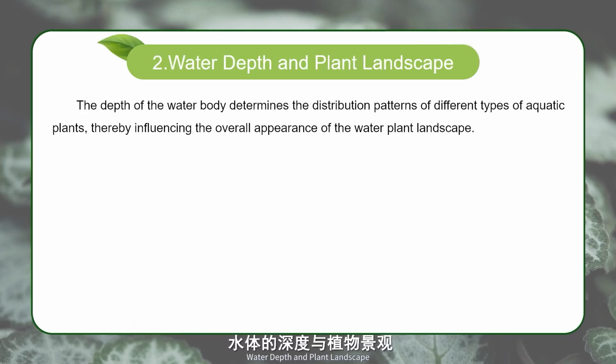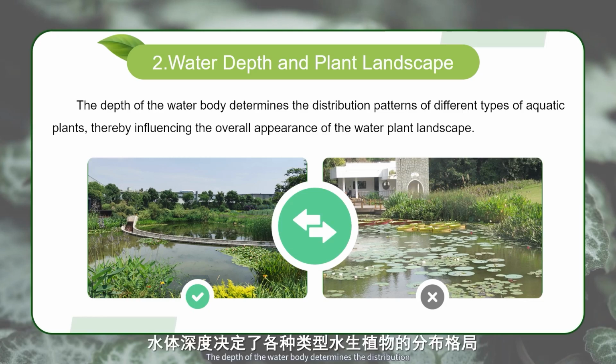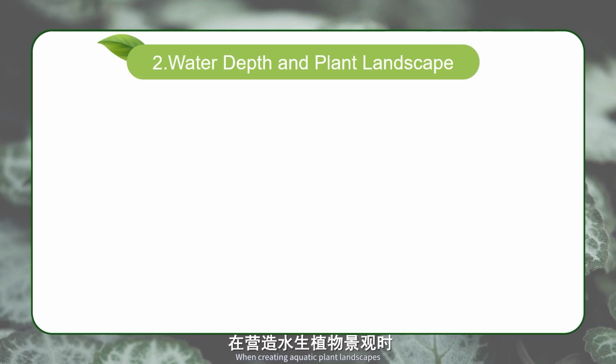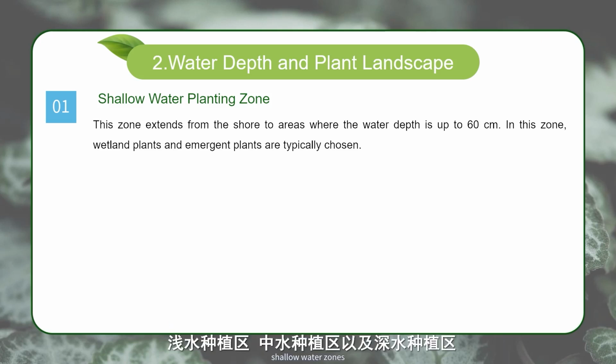Water depth and plant landscape. Different types of aquatic plants have varying requirements for water depth. The depth of the water body determines the distribution patterns of different types of aquatic plants, thereby influencing the overall appearance of the water plant landscape. When creating aquatic plant landscapes, it's important to establish different planting zones based on water depth: shallow water zones, intermediate water zones, and deep water zones.